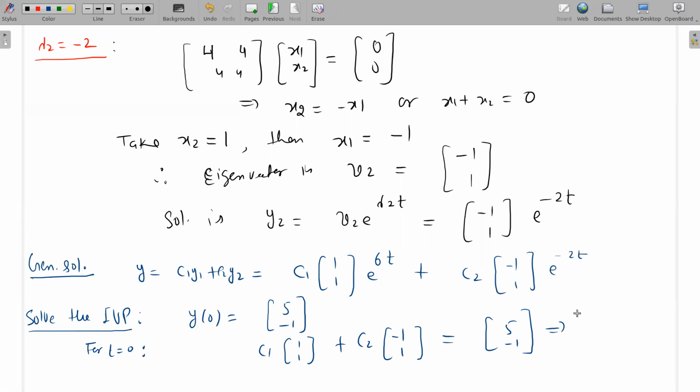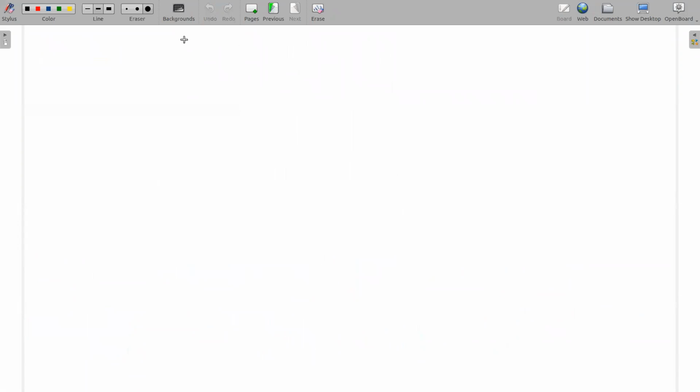So we got a 2 by 2 system, c1 minus c2 equal to 5, and c1 plus c2 equal to -1. So just add, you got c1, subtract, you got c2. So c1 equal to 2, c2 equal to minus 3. This is the unique solution for c1 and c2. Okay.